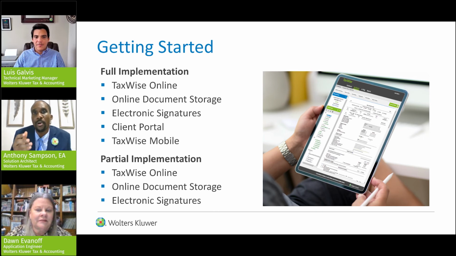You can also use a partial implementation. So they say, hey, I'm not ready to implement the mobile or the client portal. Of course, you want to start out with TaxWise Online. You want to definitely do online document storage. That's something you definitely want to incorporate. And then electronic signature. You definitely want to incorporate the e-signature tools available on the platform. So that's a partial implementation if you're not ready to go 100% in.